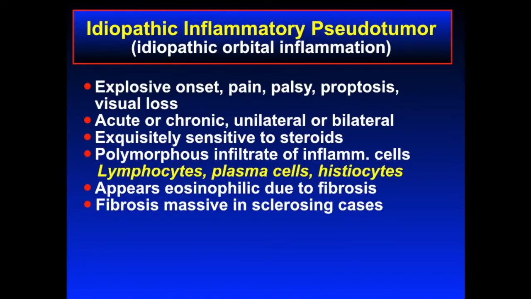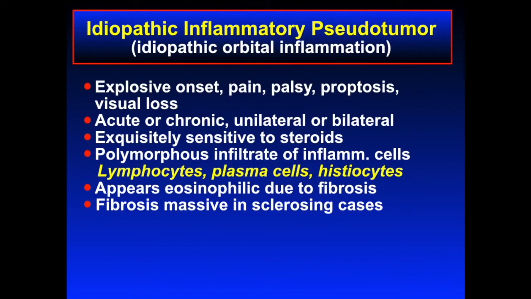Idiopathic orbital inflammation, or idiopathic inflammatory pseudotumor, tends to be a symptomatic process. There's frequently an explosive onset, there's pain, there's muscle palsy, there's proptosis, and there may be visual loss. Pseudotumor can be acute or chronic, unilateral or bilateral. It's generally exquisitely sensitive to steroids. Steroids are actually used as a therapeutic trial in some instances.